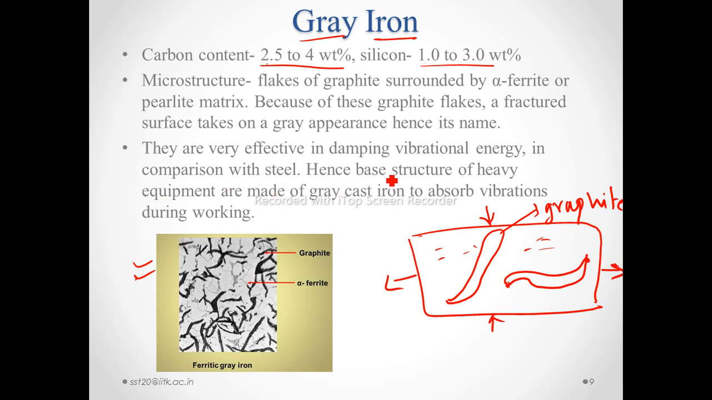Hence, the bases of heavy structural materials or equipment are made up of grey cast iron, which absorbs a greater amount of vibration. One good example is the lathe machine used in workshops. The bases of lathe machines are made up of grey iron. Just mention 2 or 3 examples in the comment box where grey cast iron is used as a damping material.